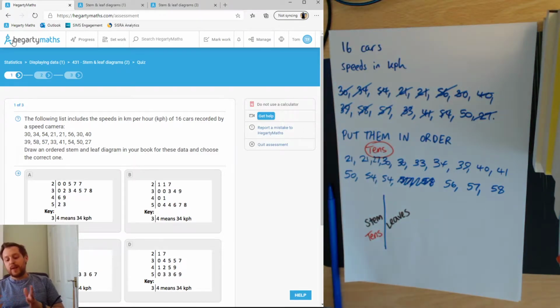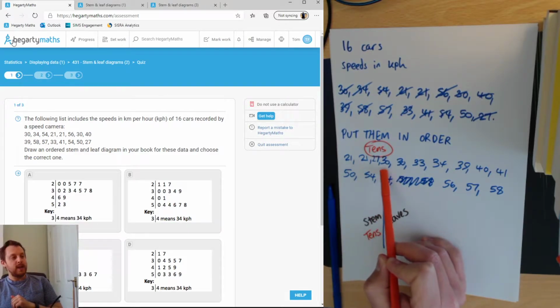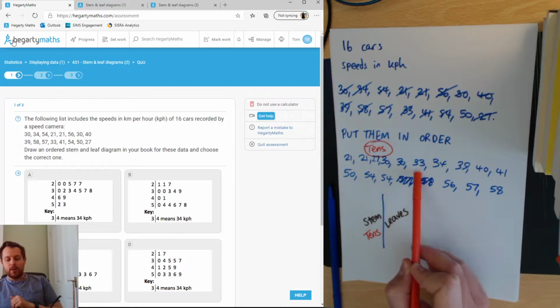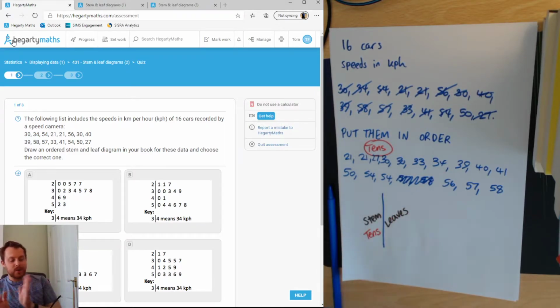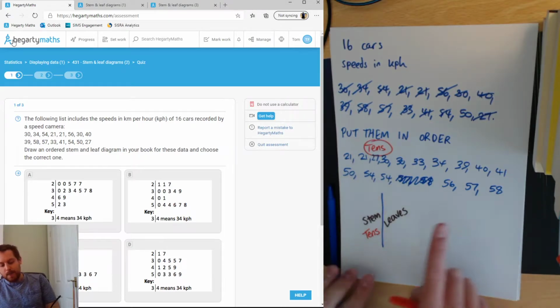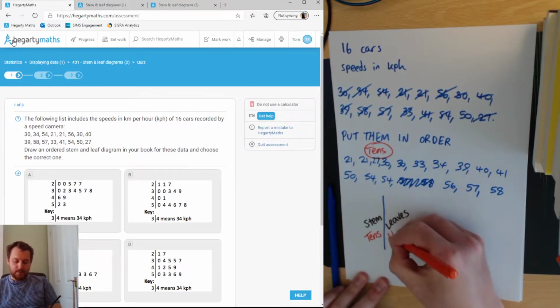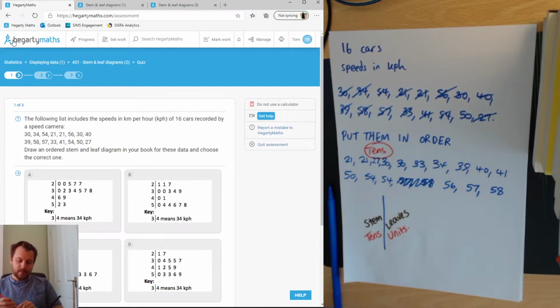If, for example, these were numbers like 2.1, 2.1, 2.7, 3, 3, 3.3, 3.4, etc. — if they were all 10 times smaller, then the stem would be the units, and the leaves would be the tenths column. But in this question, the stem is the tens, and the leaves are the units. So that's really important to recognize.